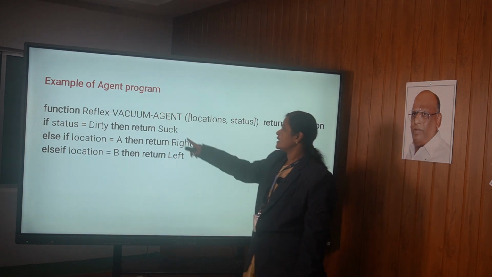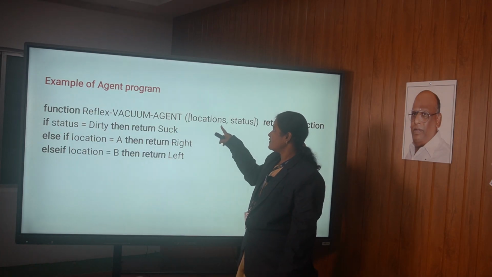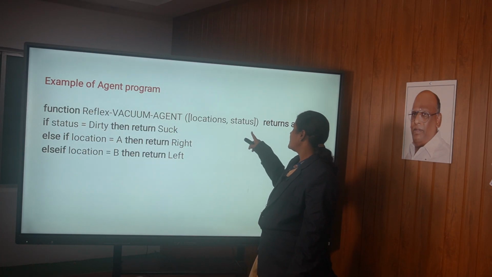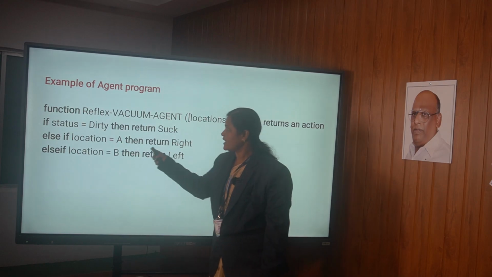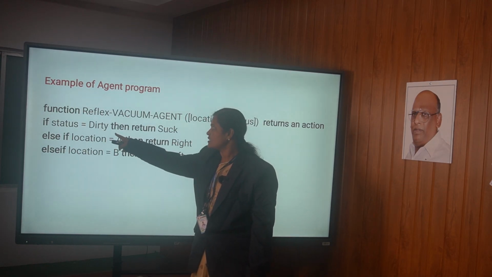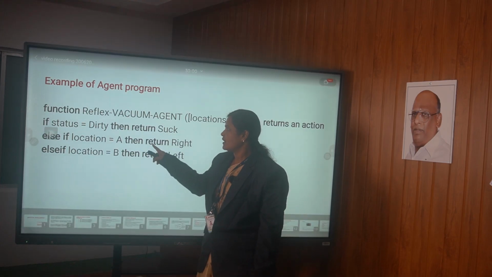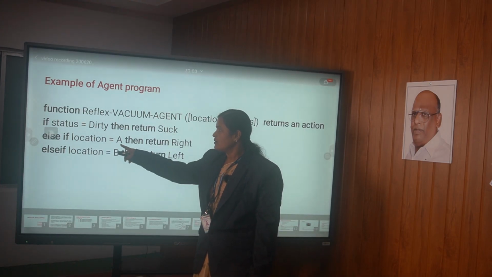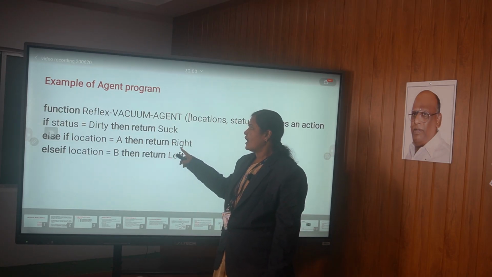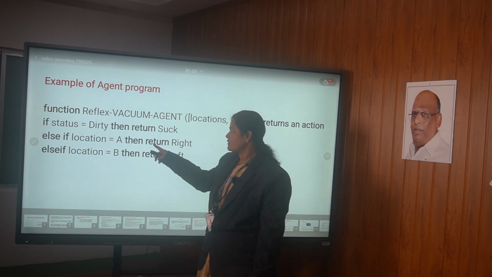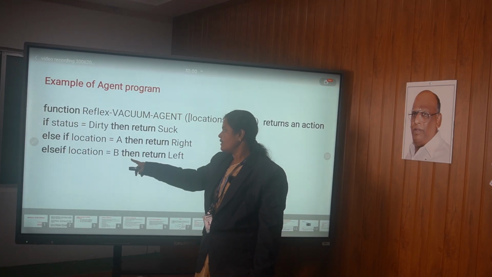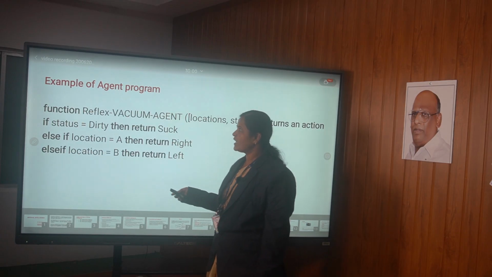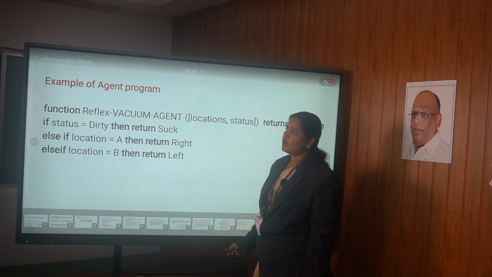So this is the vacuum cleaning agent, and what are the inputs it will take? It will take the location and the status, and it will give the output as action. Just now we have seen that if the location is dirty, then it has to suck the dirt. Otherwise, it has to check which location it is in. If it is in location A, then otherwise it means that location is clean, so it has to move right, to location B. If it is in location B, then it has to go left, like that. When we write a program for this, it is called the agent program.